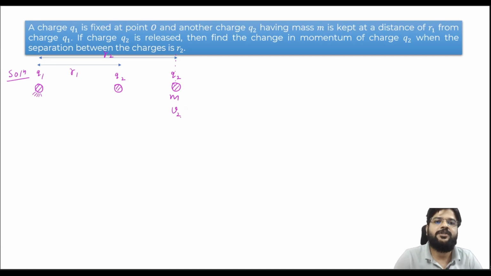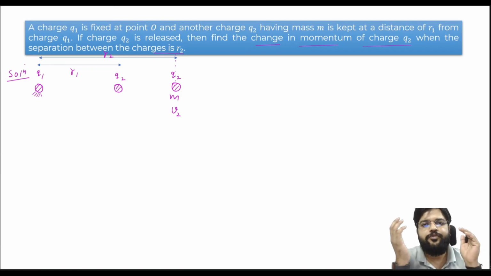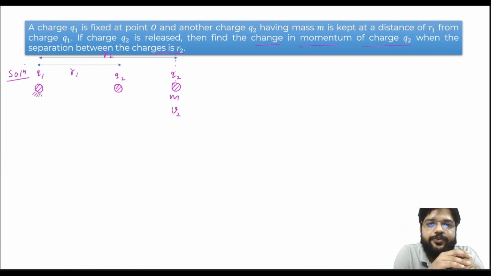So let's suppose when this Q2 charge is present at distance r2, at that time the velocity of this Q2 charge is v2. Here we want the change in momentum of the charge when the separation between the charges is r2. So for the momentum we require the velocity, meaning v2. So let's see how we can find v2, everyone. If you think here, between this Q1 and Q2 charge we only have the electrostatic force, correct? Here we are not considering friction. So here we have only the electrostatic force, and the electrostatic force is a conservative force.